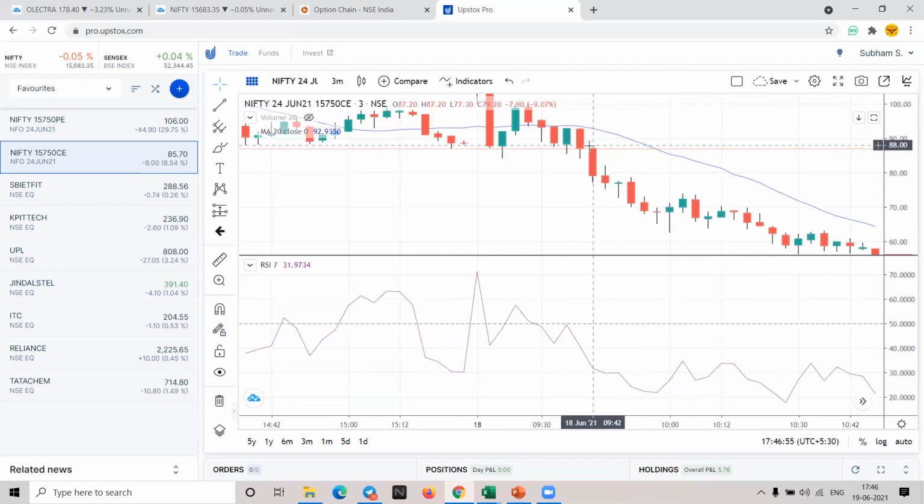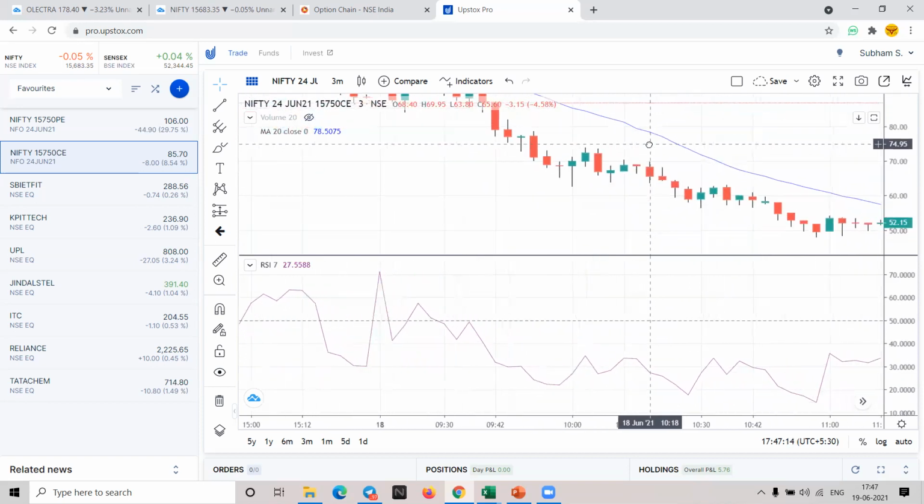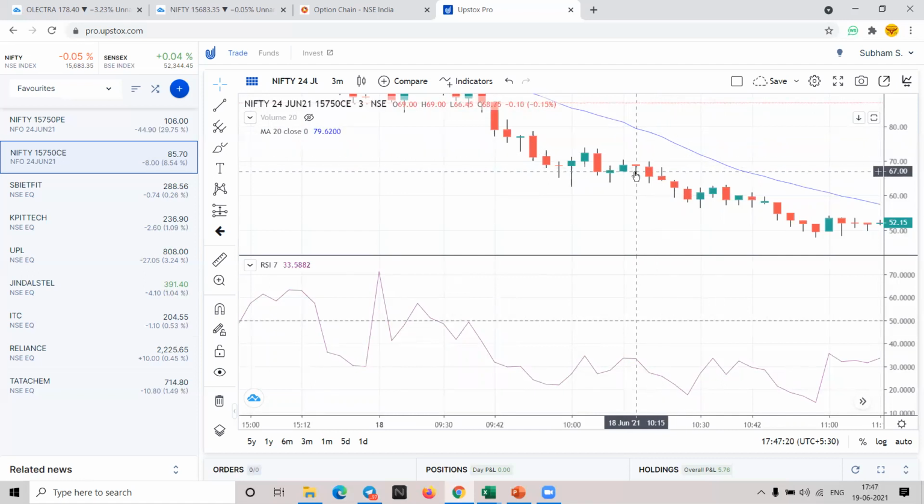Here, one more thing I'll tell you. When this block candle is formed near to the moving average, in this case, this is near to the moving average, this is near to the moving average. But if you see somewhere here, which is far away from the moving average, those are not so good entries. Are you guys with me? Yes, sir. If you see a block candle getting formed far away from moving average, ignore that.